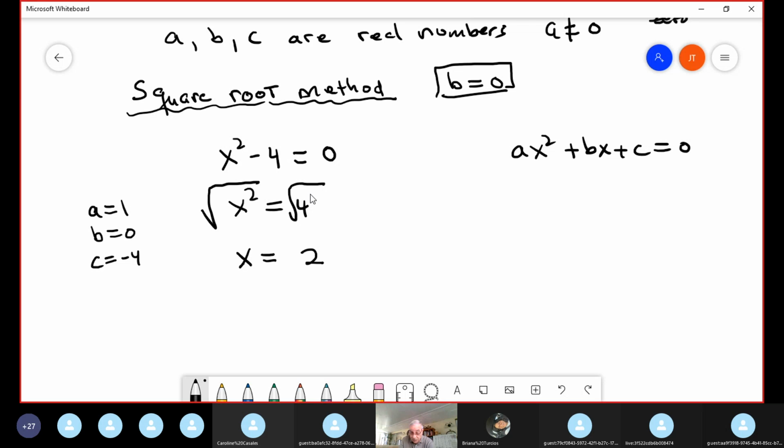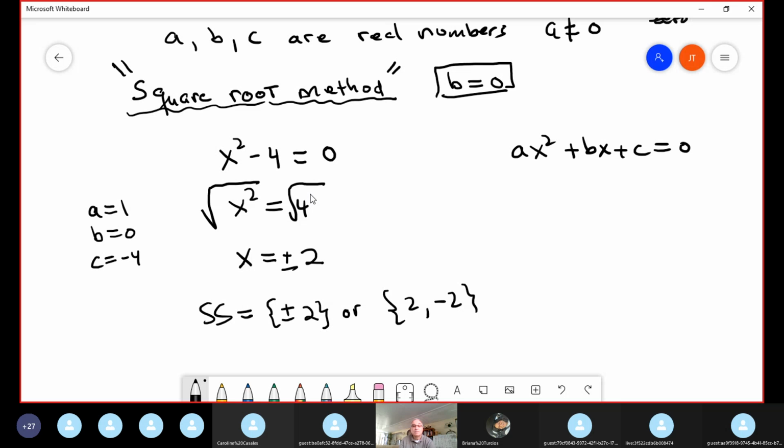Very important: we have two solutions, plus and minus. Don't forget, please, plus and minus always when you apply the square root method. Solution set. The solution set is two solutions, no? Plus and minus 2. We can write it like that, or we can write it like that: 2 positive and 2 negative. The order is not important.